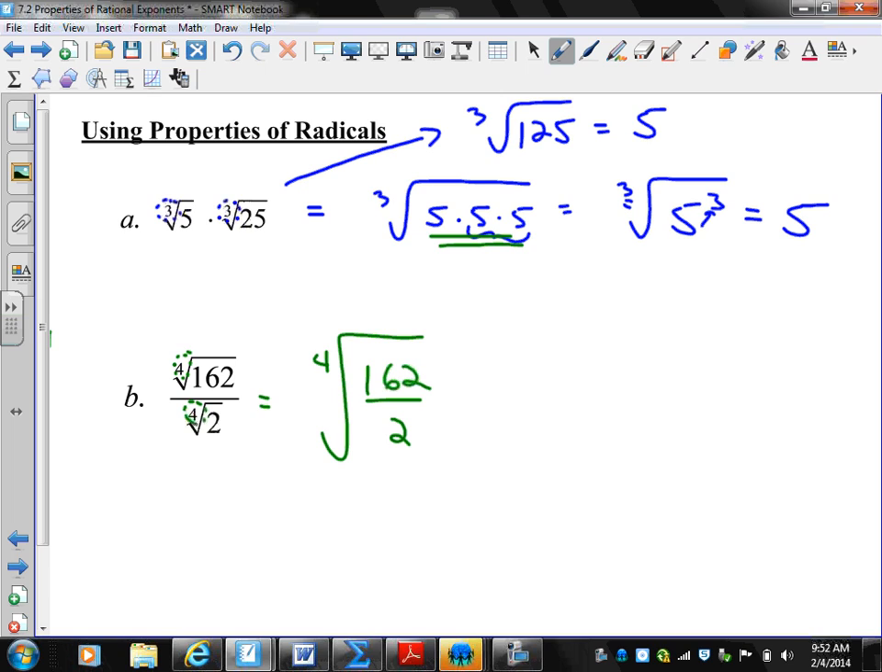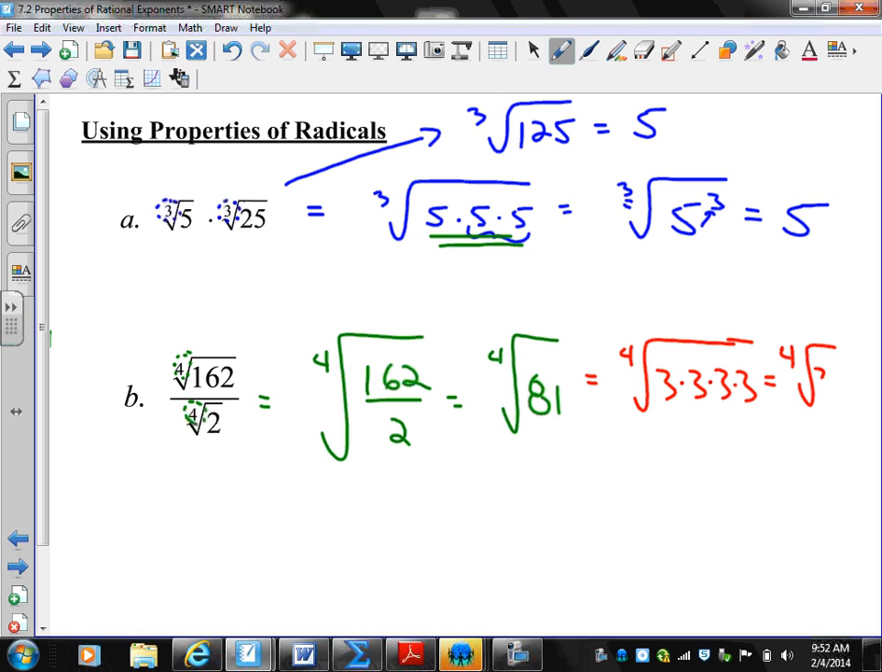And now this is going to be the 4th root of 162 over 2, which is 81. And now, can I figure out what the 4th root of 81 is? Well, 81, I know it's 9 times 9. Well, that's really 3 times 3 times 3 times 3. There's 4 of them, right? Okay, so that means that this is really the 4th root of 3 to the 4, which is going to be 3 to the 1, or just 3.